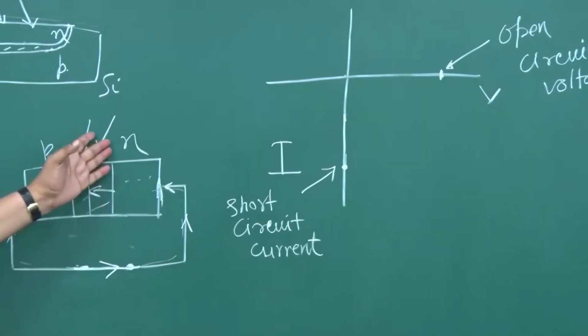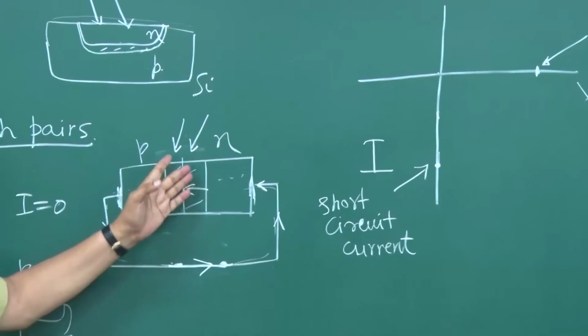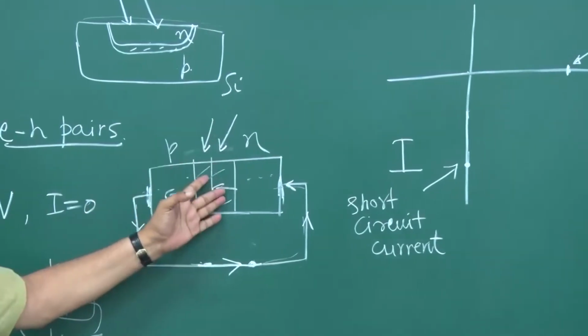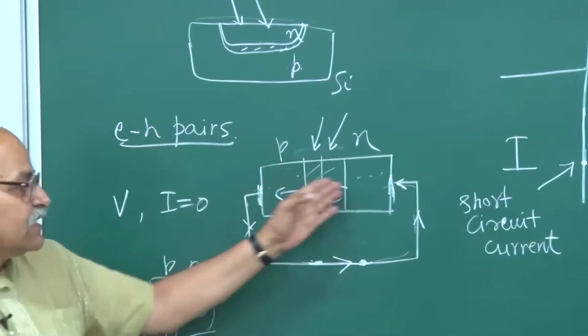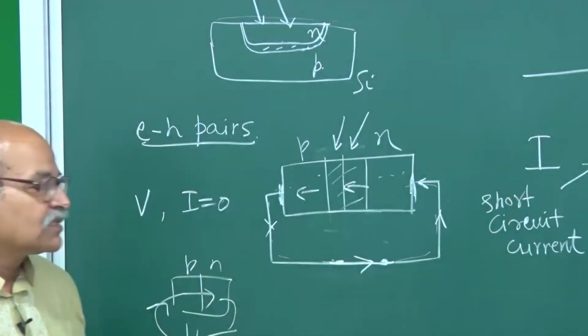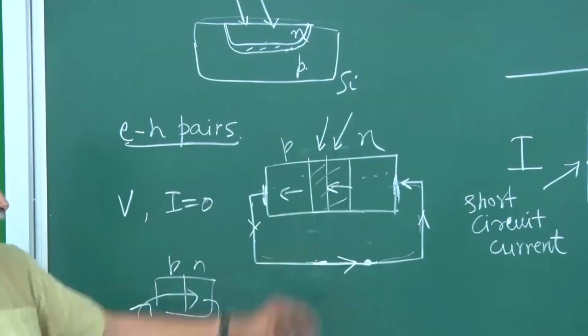And it depends on the intensity of the light which is falling here, and the absorption properties, which wavelengths are there and which are absorbed, and how many EH pairs are created. All those things will decide how much is the short circuit current for these particular conditions.